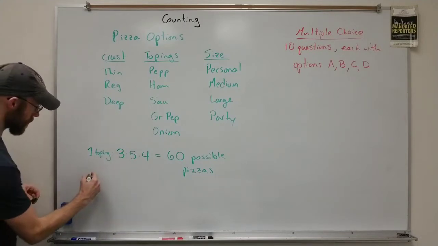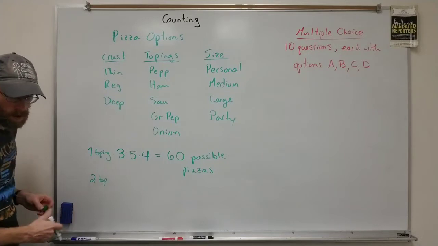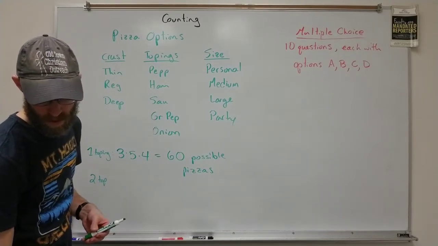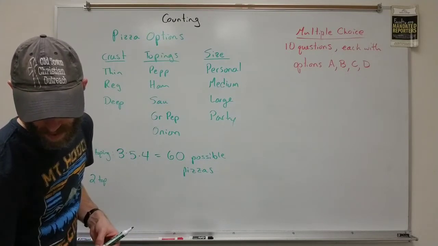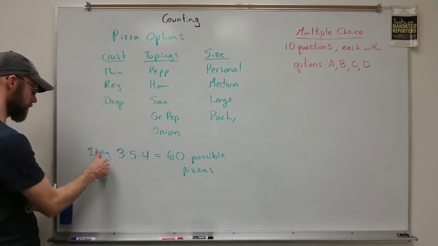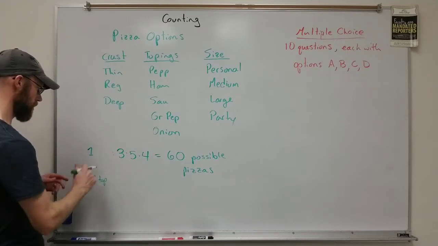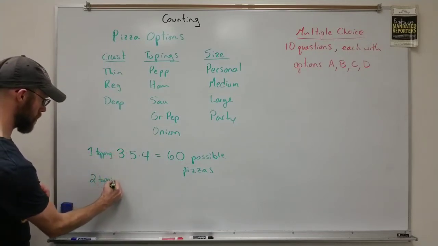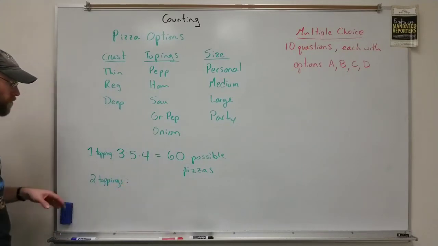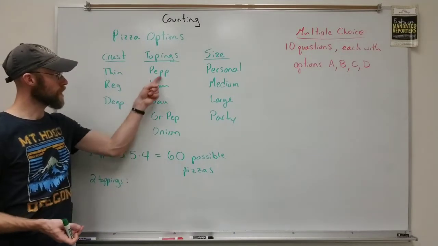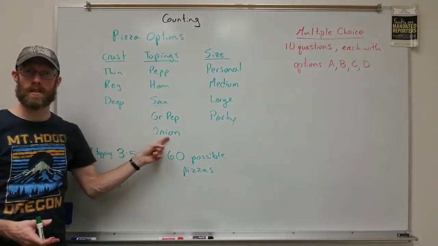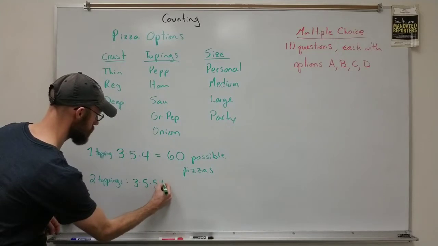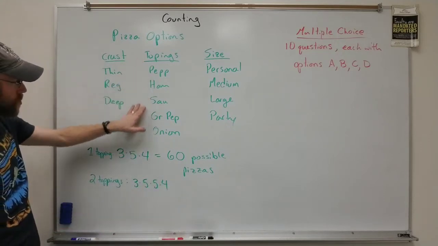Let's say you wanted 2 toppings. Is topping spelled with 1 or 2 P's? 2 P's, oh my goodness, T-O-P-P. I thought that didn't look right. Okay, there we go. So for 2 toppings, you repeat the topping list twice. So you'd have 3 times 5 times 5 times 4, right? You'd be able to choose 2 of these options.